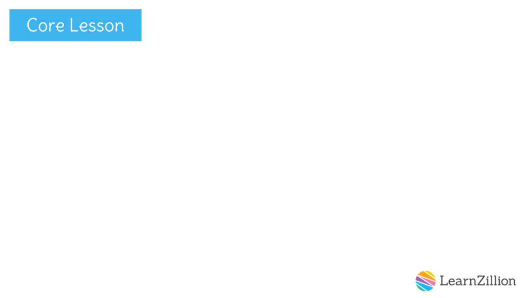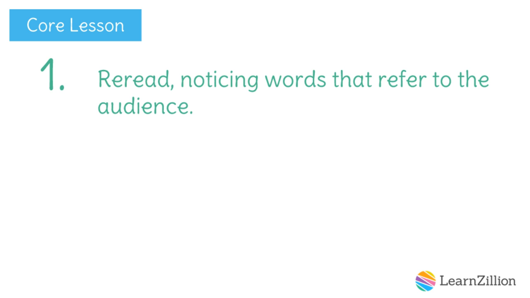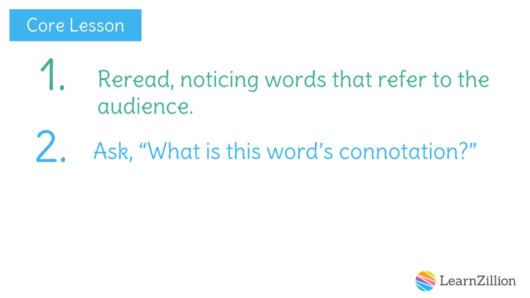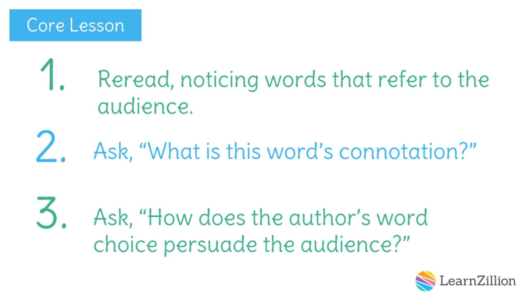To accomplish our task, we are going to use the following 3 steps. Reread, noticing words that refer to the audience. Ask, what is the word's connotation? And ask, how does the author's word choice persuade the audience?